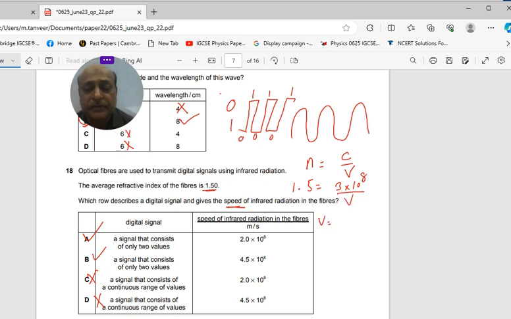So V will be 3 into 10 raised to the power 8 divided by 1.5. 3 divided by 1.5 is equal to 2 into 10 raised to the power 8. So this option is correct. This is wrong. So this option becomes wrong.